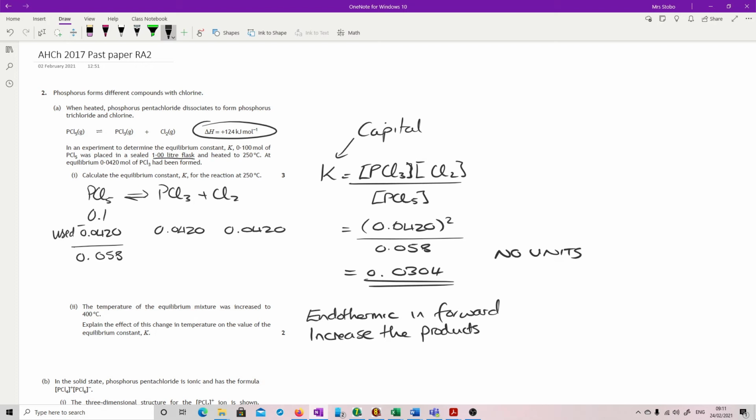Now what that means in terms of K, K is your products over reactants. So if you think of this as like a real fraction, imagine that this was, say, 2, and you've just changed that to 10, you've made this more of a top-heavy fraction, so K is going to increase. So you're going to have to do basically this bit, and then explain this bit. There's your 2 marks.